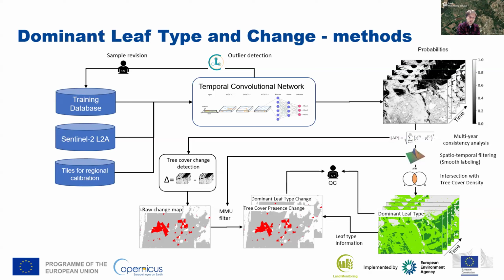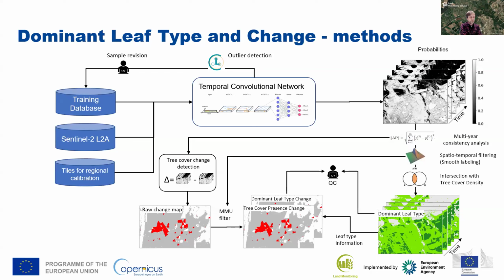Once the probabilities are available, they undergo a multi-year consistency analysis and also a spatio-temporal smoothing, so that any unlikely class combinations within the 5 years are smoothened. Those smoothened results then get intersected with the tree cover density layer, and the dominant leaf type is available as the final first product, showing the areas which are covered with broadleaved or coniferous trees.